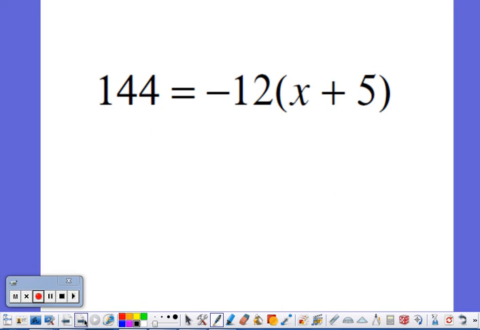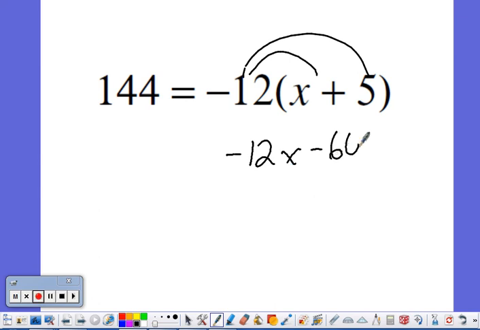Okay, last one. This is the exact same thing as the distributive property. The first thing I need to do is share everything with a double rainbow. So negative 12 times x is negative 12x. Negative 12 times positive 5 is negative 60. Is equal to 144. And now we just have another 2-step equation.